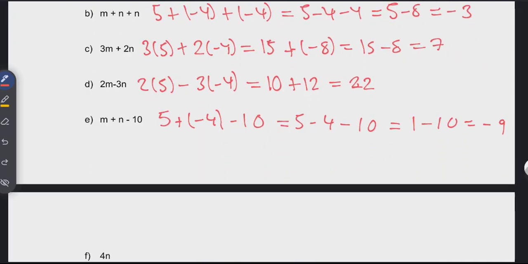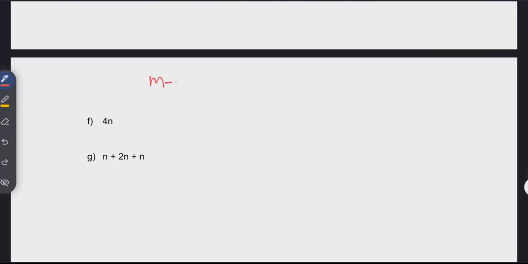Okay, so m is 5, n is minus 4. What is 4 times n? Saying what is 4 times by minus 4? Well, that is your positive times by negative. That is a negative. That's negative 16.